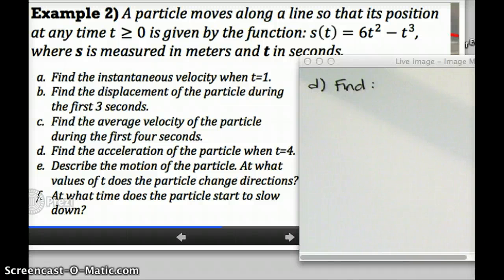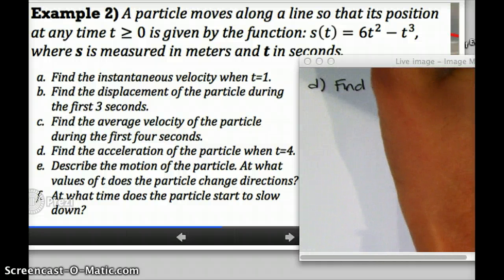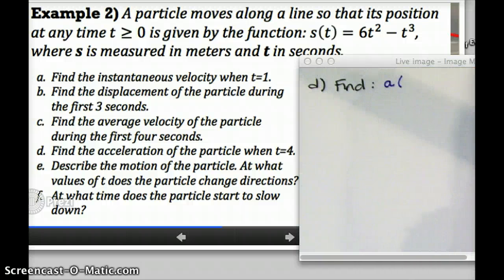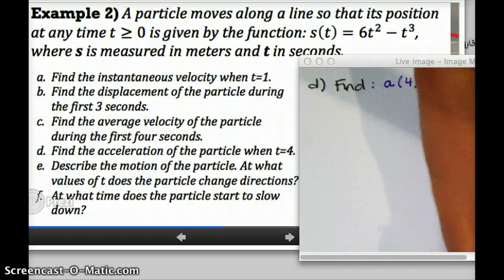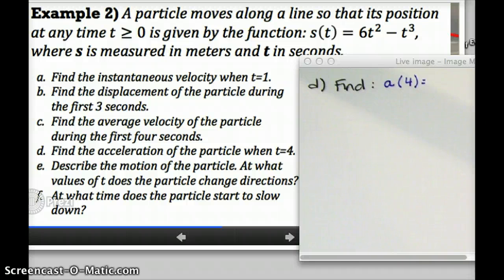On to D. D says find the acceleration of the particle when t equals 4. If I translate that into math symbols, I would say I'm going to find the acceleration formula and then I'm going to plug in 4. And I remember from my keywords chart that the acceleration is just the second derivative. So my first step is to find the acceleration formula. I'm calling it a formula, but I really shouldn't. It's a function, and I'm trying to find the equation for the function.